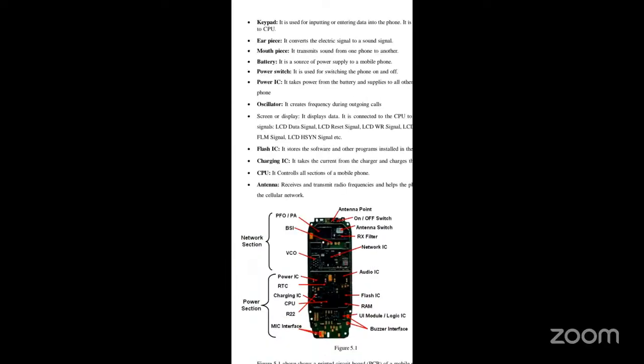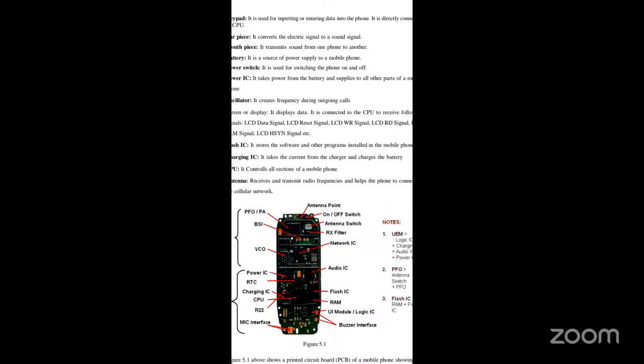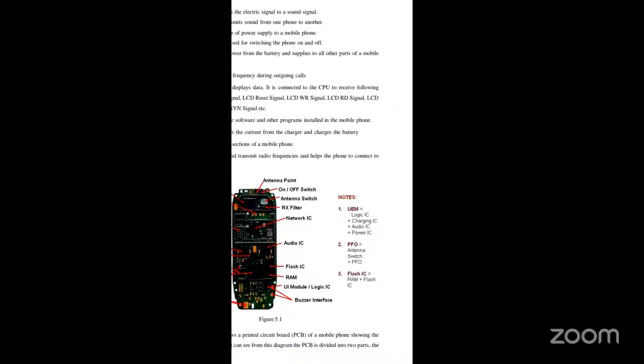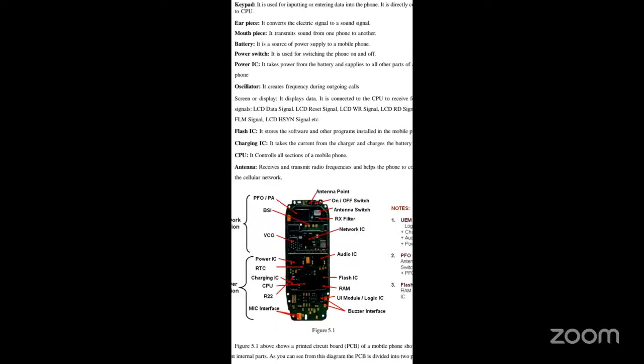Oscillator. It creates frequency during outgoing calls. Screen or display. It displays data. It is connected to the CPU to receive the following signals: LCD data signal, LCD reset signal, LCD WR signal, LCD RD signal, LCD FLM signal, LCD HSYN signal, etc.